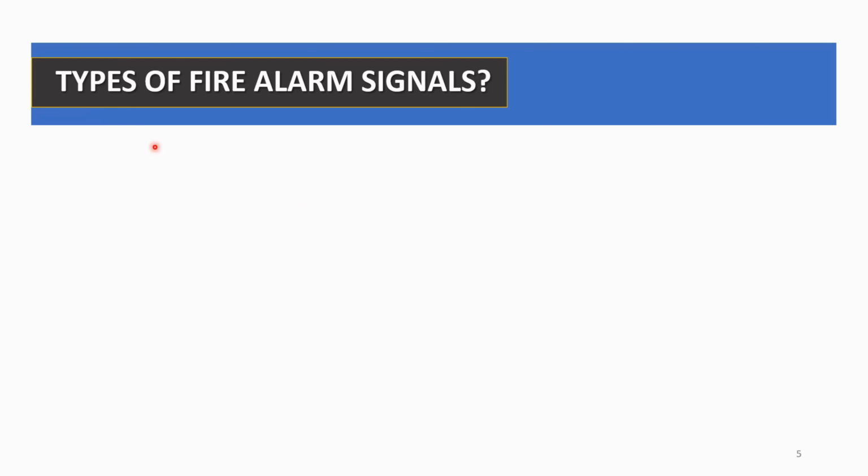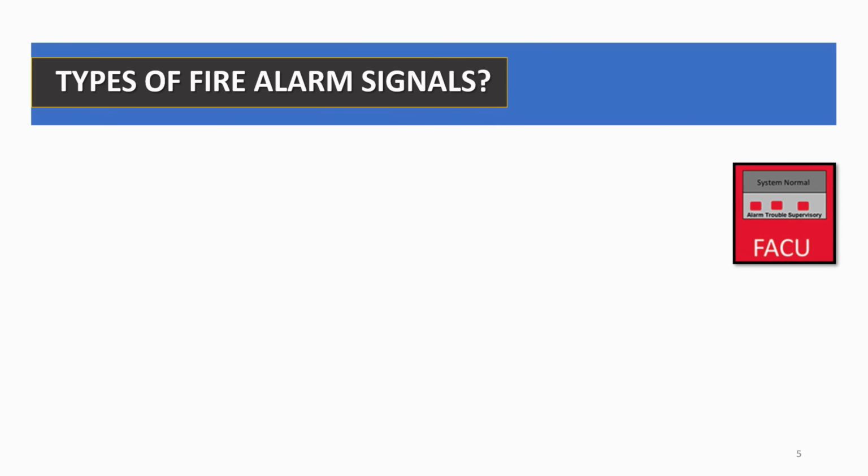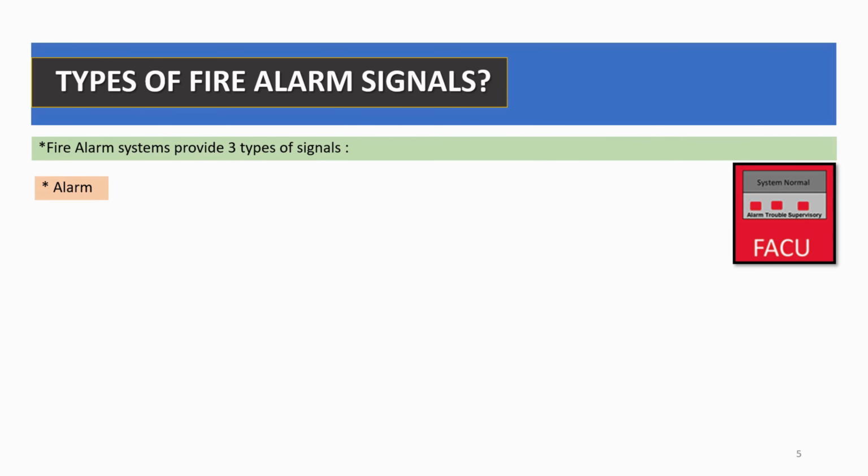So let us look at the types of fire alarm signals. As I already told you, this fire alarm control panel, or any fire alarm control panel, basically has three signals: alarm signal, trouble signal, and supervisory signal.